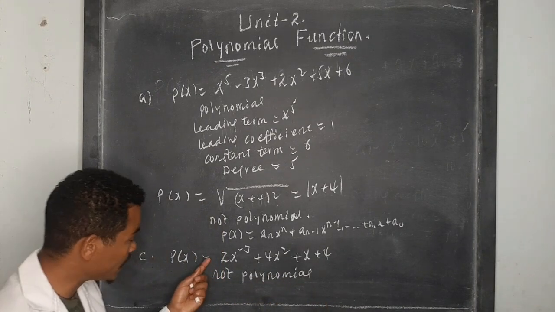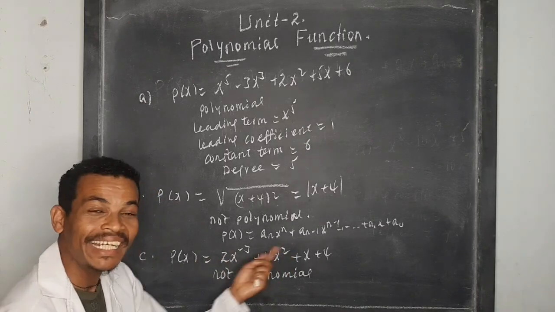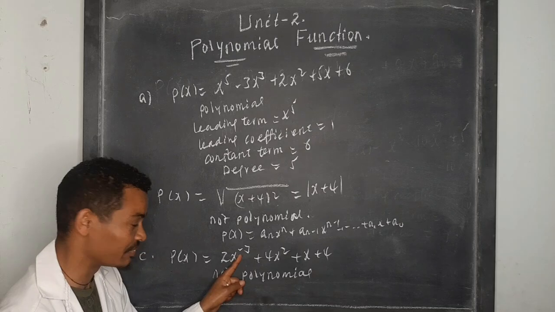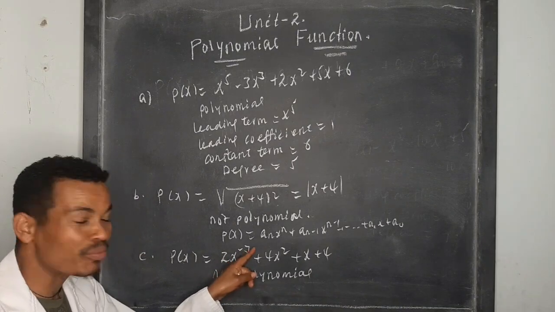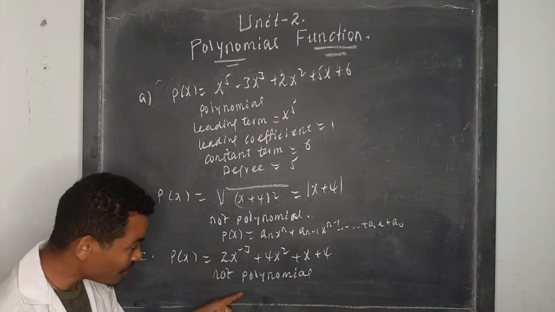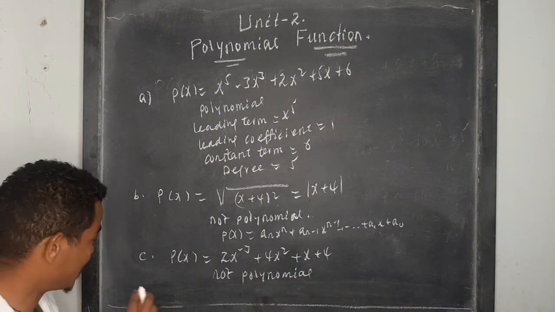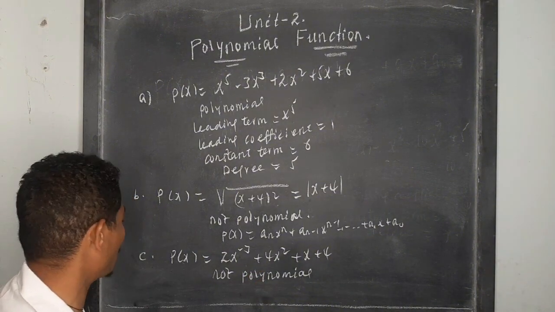Because the exponent of the polynomial must be a non-negative integer. Minus 3 is not a non-negative integer. That means 2x to the power of minus 3 becomes 2 over x to the power of 3, so the domain cannot be all real numbers. Therefore, this is not a polynomial.